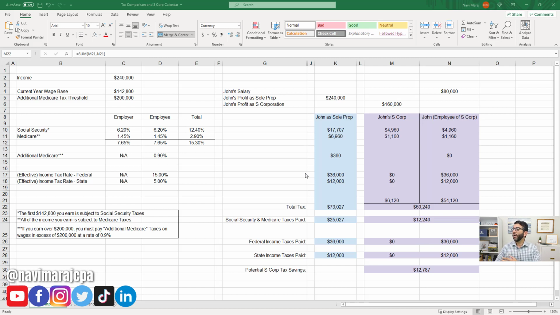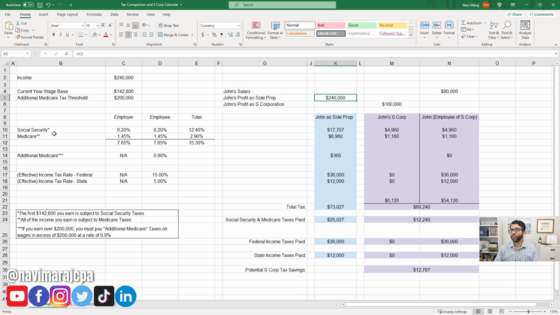In this scenario, this person, let's call her John, if she doesn't do anything, if she doesn't create an LLC and isn't taxed as an S corporation, these are the taxes she's going to pay. She had $240,000 in profit. I'm going to say the whole year's over, she made $240,000 in profit. What taxes does she pay?